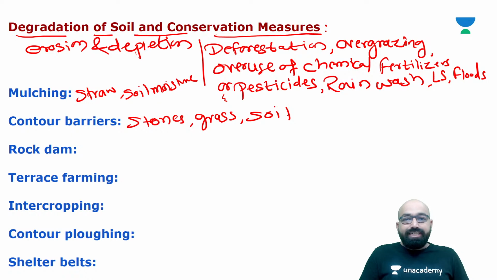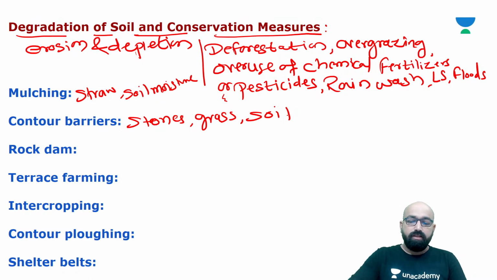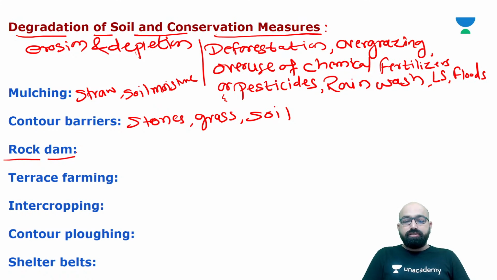Now after that, rock dam. Rocks are piled up to slow down the flow of water, and this prevents gullies and further soil loss. So friends, normally we see this rock dam in our surroundings, especially in rural areas also.